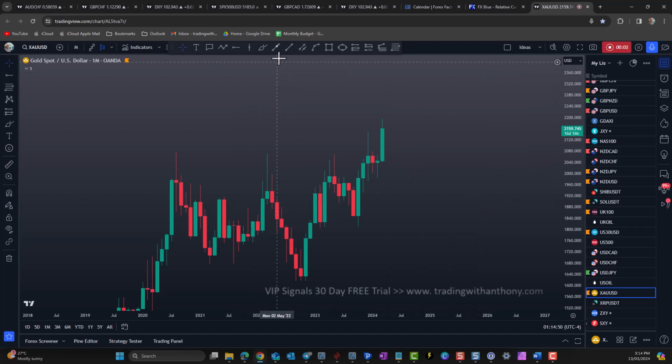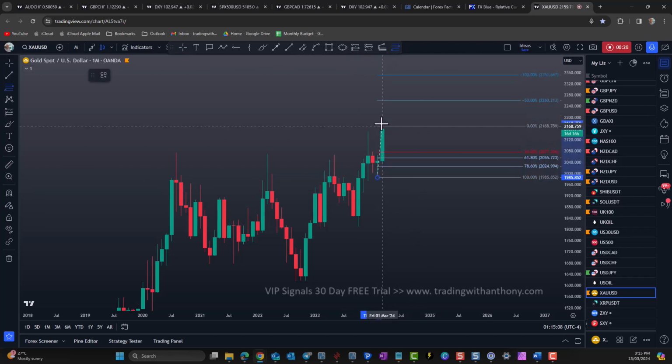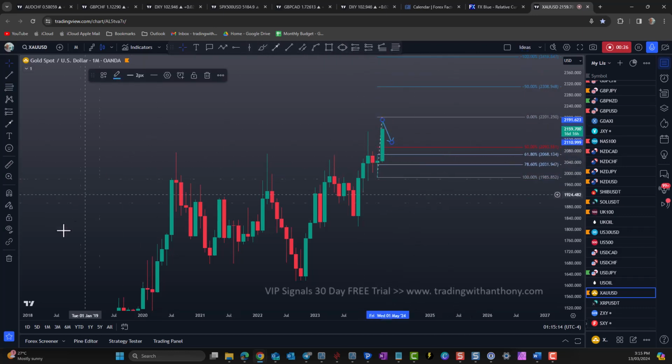Traders, we're looking at gold on a monthly time frame. See some of these retraces. I'll just pull it from this high to the low here. Just be careful at the moment. I mean, it's fairly overextended. If we pull a Fibonacci from swing low to swing high, that could be something to consider.